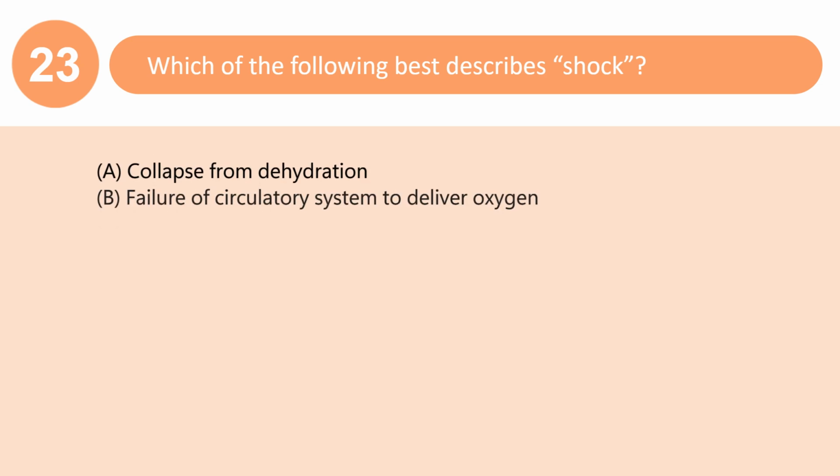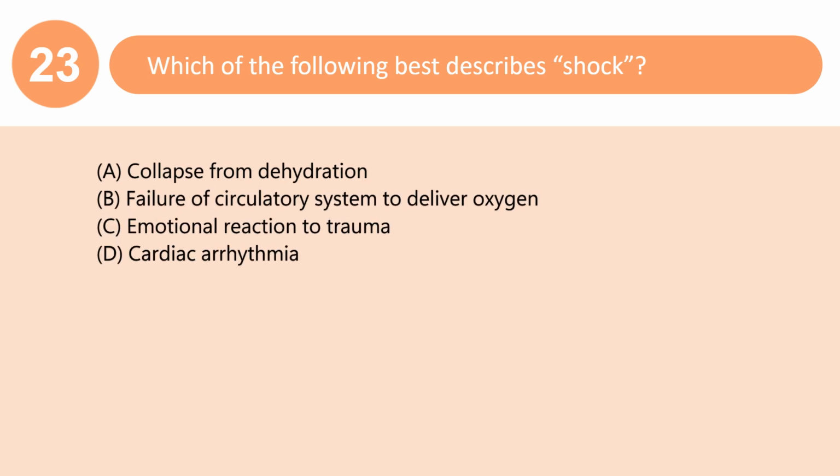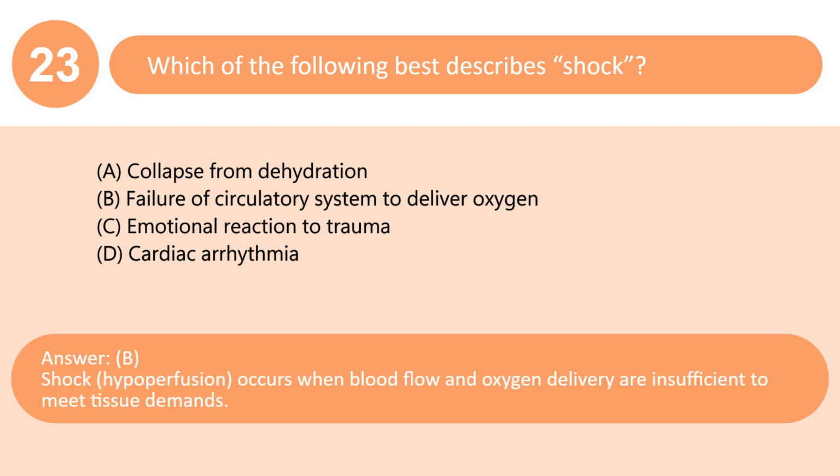Which of the following best describes shock? A. Collapse from dehydration. B. Failure of circulatory system to deliver oxygen. C. Emotional reaction to trauma. D. Cardiac arrhythmia. Answer B. Shock, hypoperfusion, occurs when blood flow and oxygen delivery are insufficient to meet tissue demands.